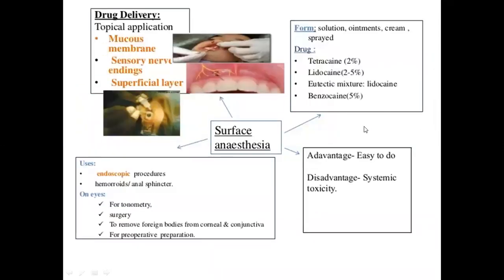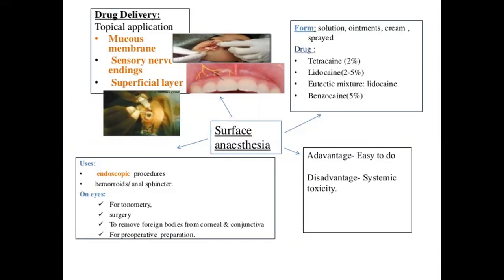Now, the number 1 class is surface anesthesia. This drug is mainly delivered by topical application on the mucous membrane, at the sensory nerve ending site and superficial layer of the body. The forms of this specific group of drug are solution, ointment, cream and spray.